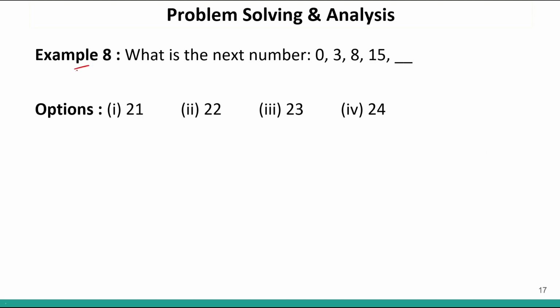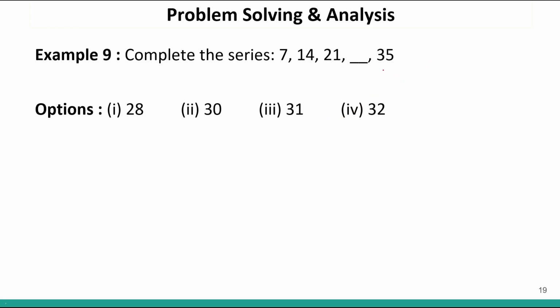Clear? Example 8. Over here we have 0, 3, 8 and 15. I can see addition of 3, addition of 5. 8 to 15 is an addition of 7. So clearly we are adding consecutive odd numbers. So over here I'll add 9. So if I add 9, I'll get 24. So option number 4, 24 will be the correct answer.